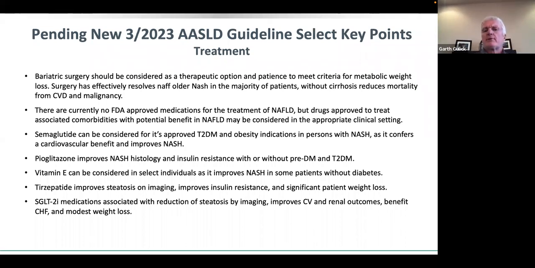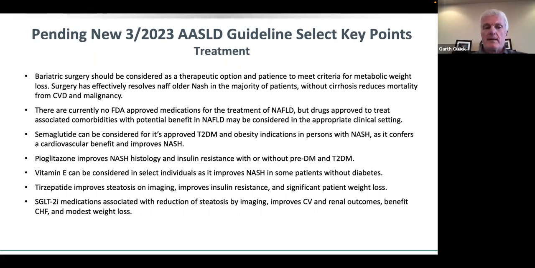Vitamin E can be considered in select individuals as it improves NASH in some patients without diabetes, I stress. And then the GIP GLP-1 tirzepatide improves steatosis on imaging, improves insulin resistance, and is associated with significant patient weight loss.